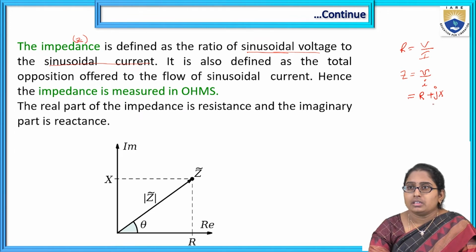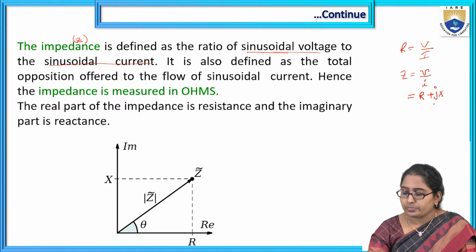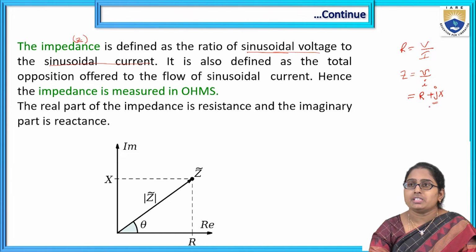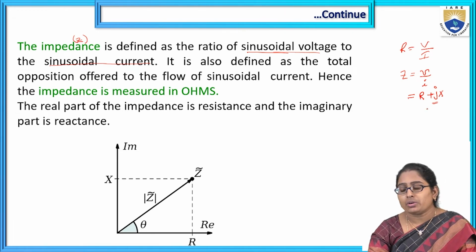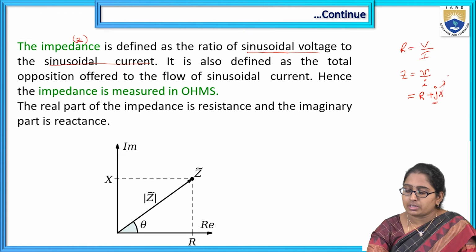Now, what is this j? It is an operator, generally used in electric and electronic circuits to represent quantities rotated by 90 degrees. This j is an operator used in electric and electronic circuits to rotate the parameters by 90 degrees.